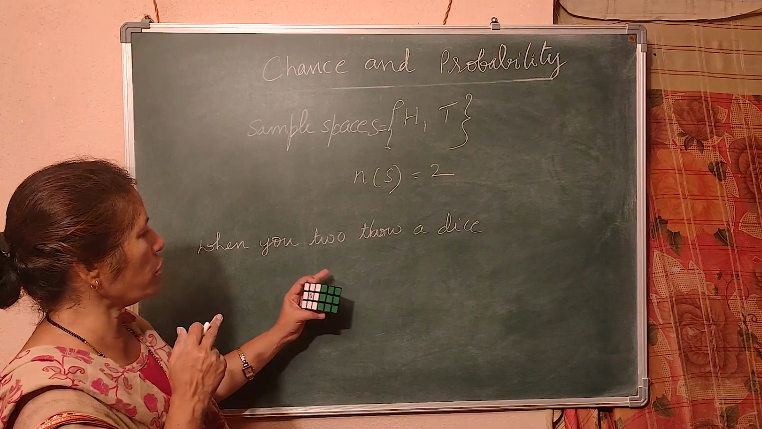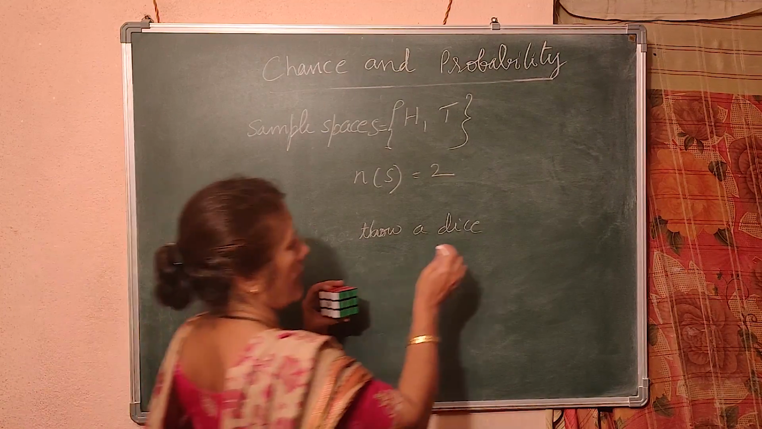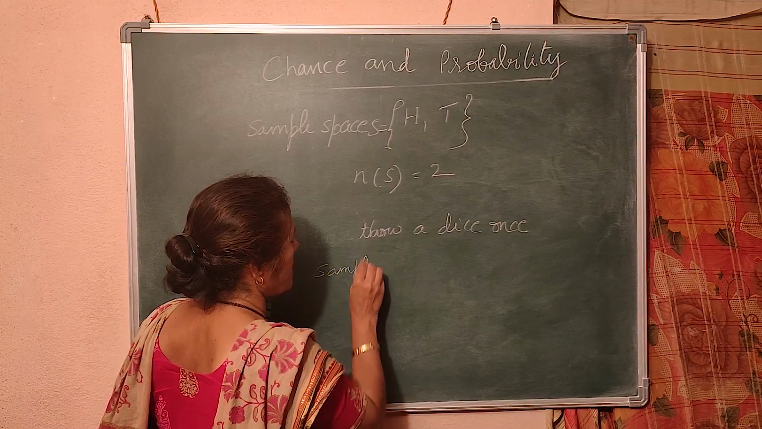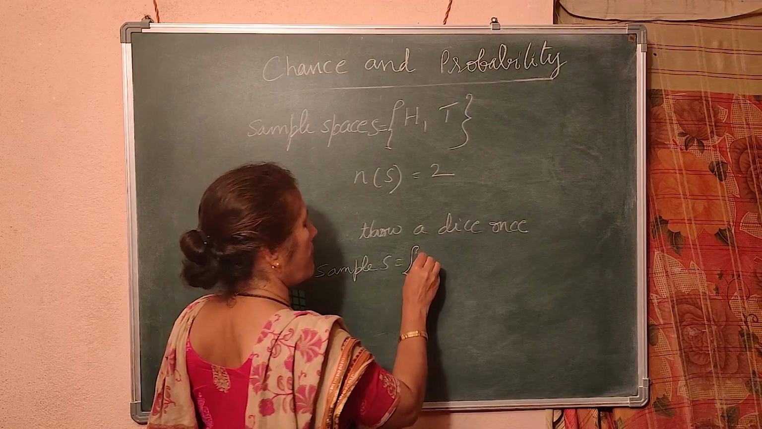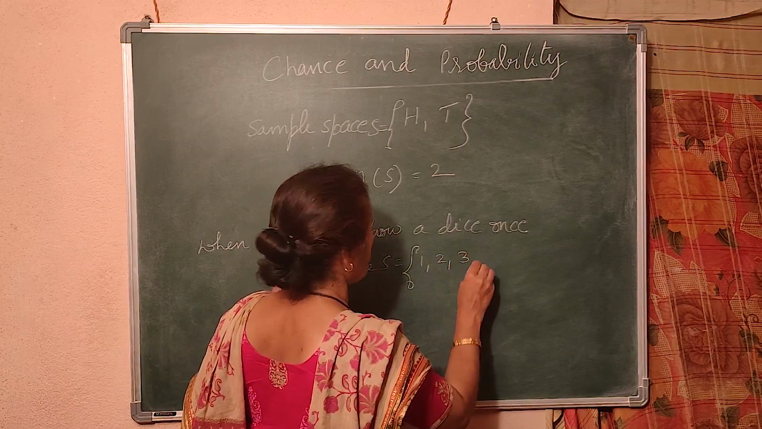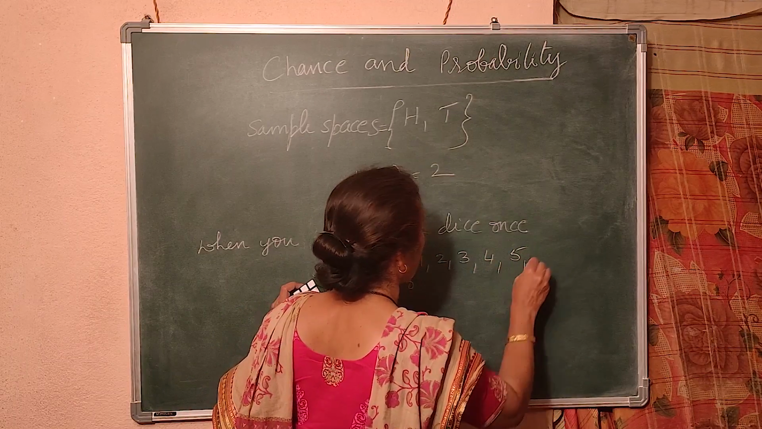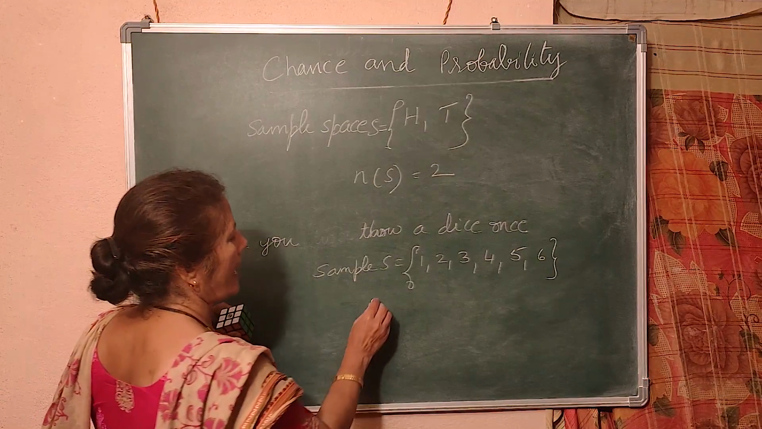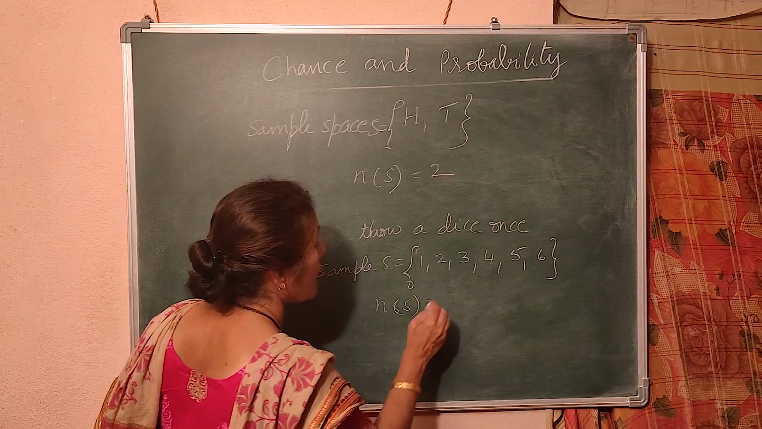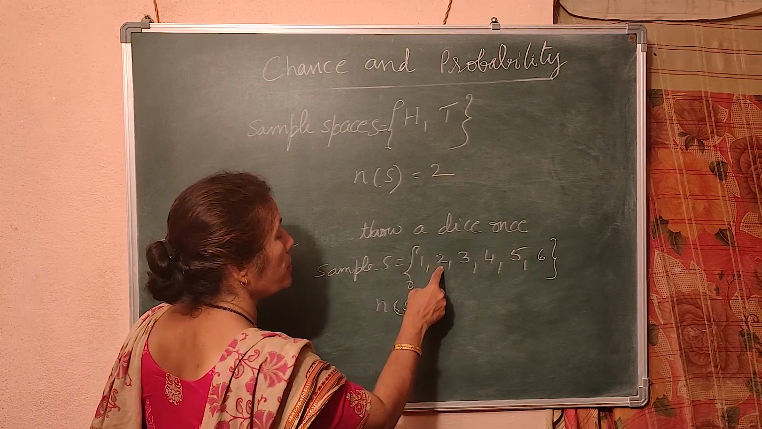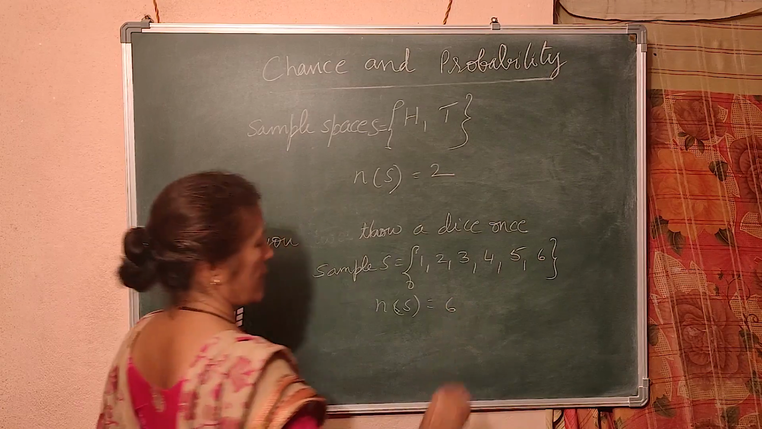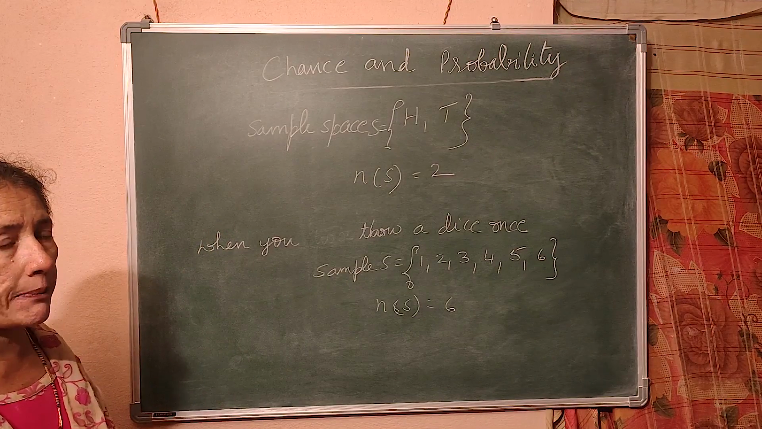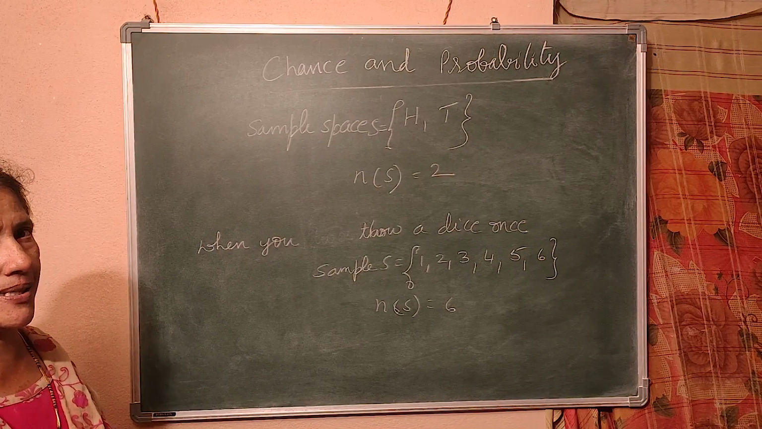So, when you throw a dice once, what is the sample space? What all chances are there? Number 1 may appear, number 2 may appear, number 3, number 4, number 5, number 6 may appear. Is there any chance of getting number 7? No. So, I write N of S is equal to, how many chances? 1, 2, 3, 4, 5, 6. So, 6 chances. You understand? Now, I come back here. Sample space means what are the possible chances.